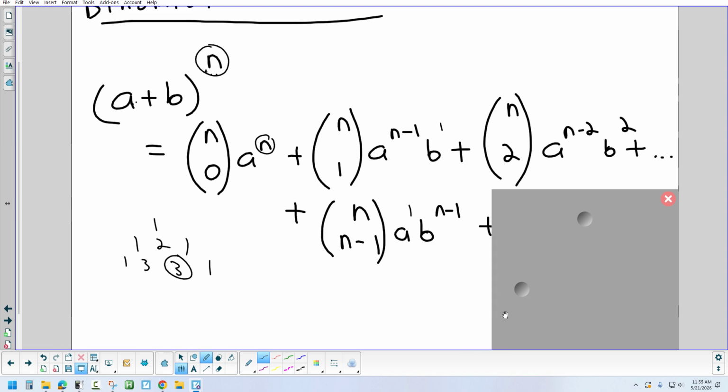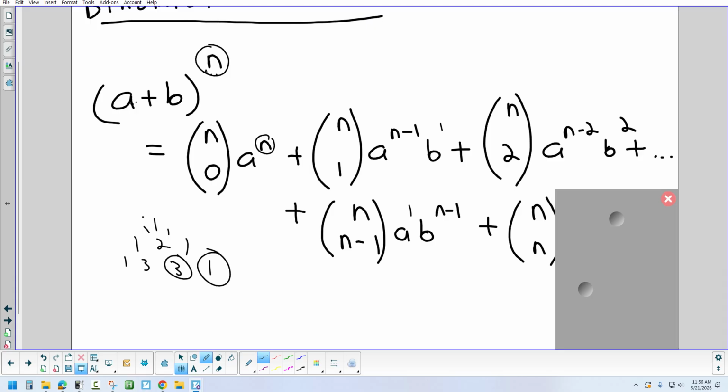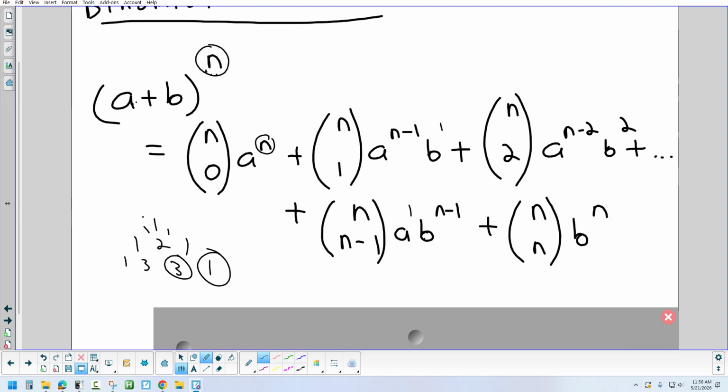Okay. And then the very last term, so now we're here, this is row 1, 1, 1, 1, 2, 1. It's row 3. In the very last term, your coefficient is finally at the end. Row 3, column 3. Row 5, column 5. You're at the last number. The a is gone, and the b now has the highest power. Okay, so that's the pattern of the binomial theorem in general.